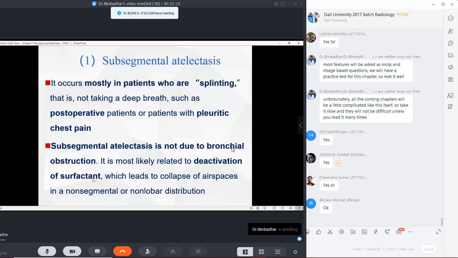So in patients, for example, with cystic fibrosis, or where there is a deficiency of the surfactant, or surfactant protein B deficiency, there will be complete deactivation of the surfactant, which eventually leads to segmental and lobar atelectasis, which will cause subsegmental atelectasis. Remember, what is the cause for subsegmental atelectasis? It is the deactivation of the surfactant. These patients cannot take up the complete air, so there will be tachypnea in those patients.